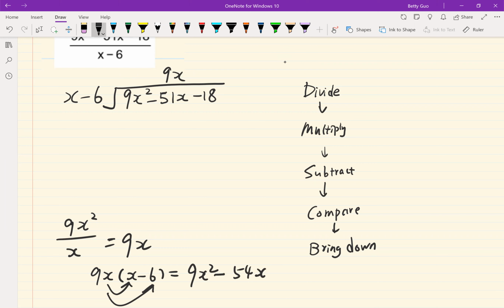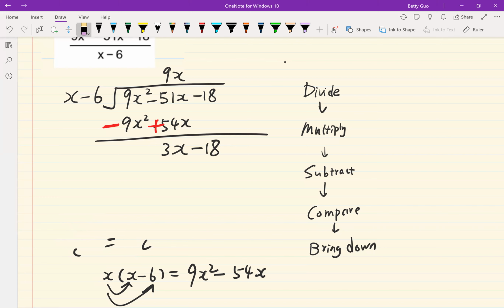Yeah, okay. We put the product right below the dividend. And we're going to subtract, right? Instead of subtracting, we change the sign and do the addition. Positive becomes negative, negative becomes positive. Vertically, add them up. Positive 9x squared, negative 9x squared, add up to 0. Negative 51x, positive 54x. So you have 3x here, right? What's the degree of 3x? 1, which is not strictly less than the degree of the divisor, which is 1 as well. So bring down, and start again.